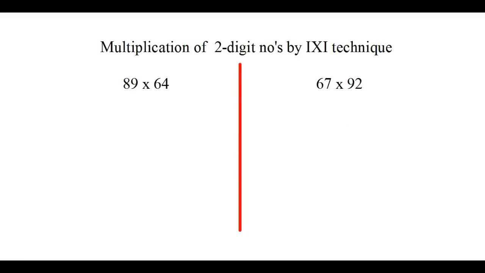Which will help us to multiply any type of two-digit numbers. Now the two numbers here are 89 and 64. Multiplication of these two numbers in this technique involves 3 steps.